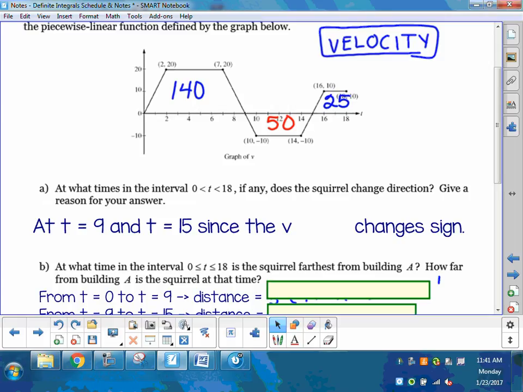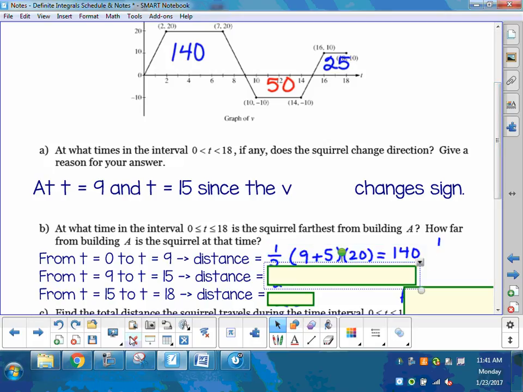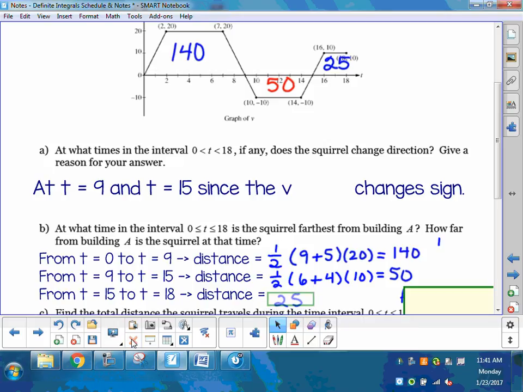Now, looking at what's there, let's answer these questions. So from 0 to 9, the distance that they are away is 140. Here's the algebra as to why the values are. So, at what time is it furthest away from the building? Who can tell me at what time? Keep a tally going. When is this furthest away?